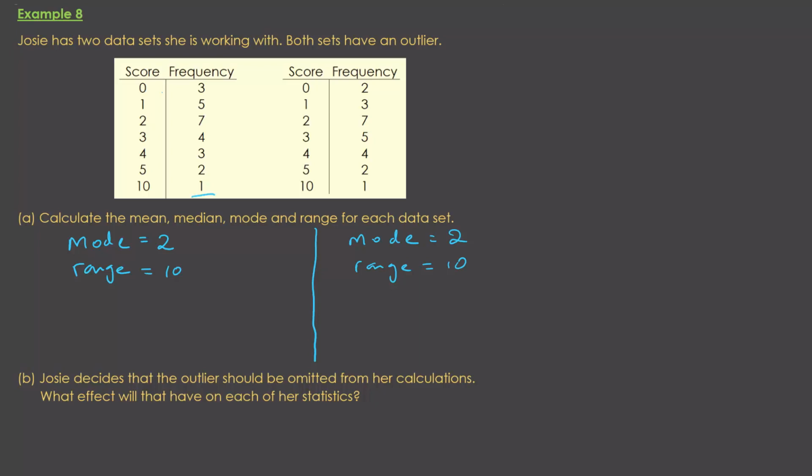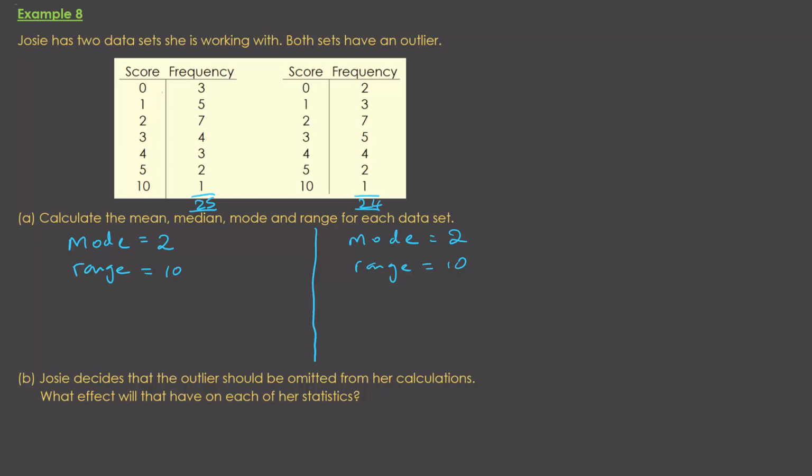Now we need to know how many pieces of data there are, both for finding the mean and the median. So 3 and 5 is 8, and 7 is 15. 4 is 19, 22, 24, 25. There's 25 pieces of data in this set. 2 and 3 is 5, 7 is 12, 5 is 17, 4 is 21, and 2 is 23, and 1 is 24.